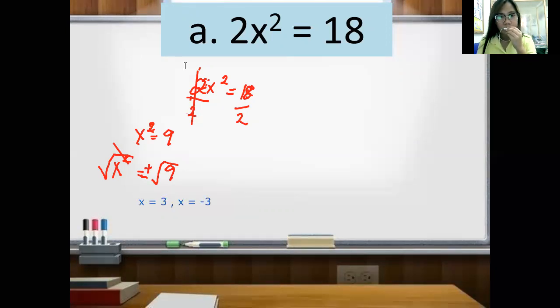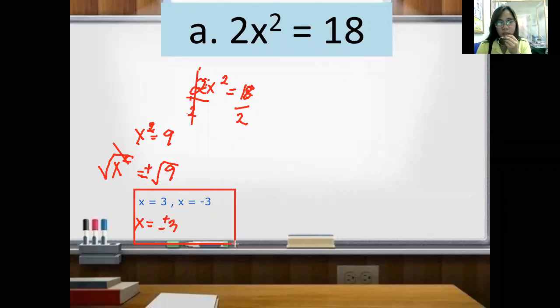You can also write it as x is equal to positive and negative 3. That is okay. Whether you separate them or combine them, it is also fine. The answer will be the same. So x is equal to 3 and x is equal to negative 3, or x is equal to positive and negative 3. Okay, is everyone able to follow? Very good. Now, let's proceed to the next example.